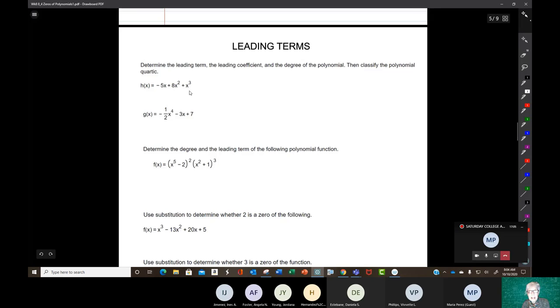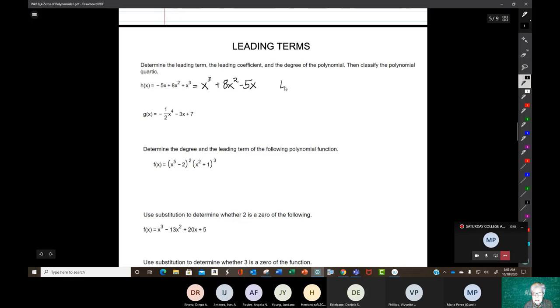These are, remember, set up to mess you up, so don't let it. Don't jump to the conclusion that because a term is in the front, it's automatically a leading term. It's not. The highest degree term, the term with the largest exponent, is your leading term. So really we should rewrite this as x to the third plus 8x squared minus 5x. Now we can answer all these questions.